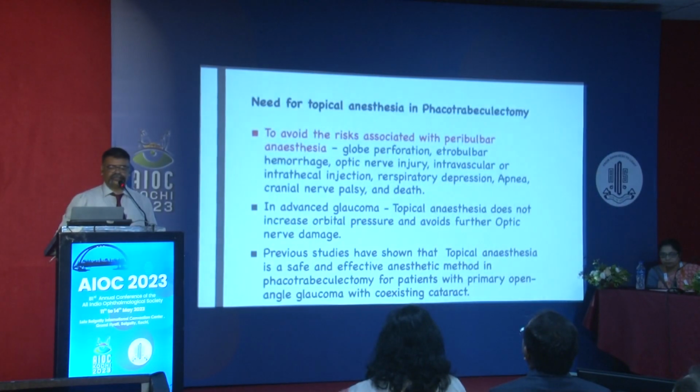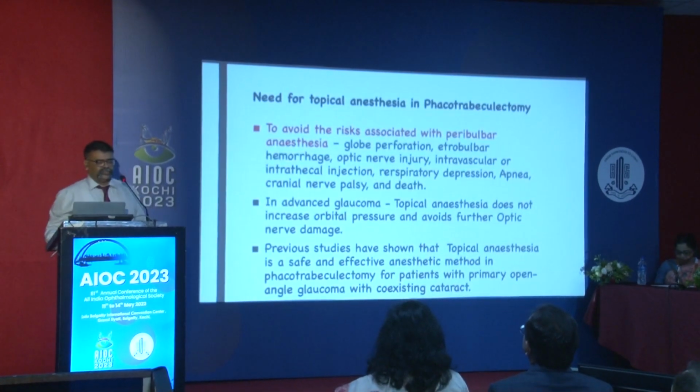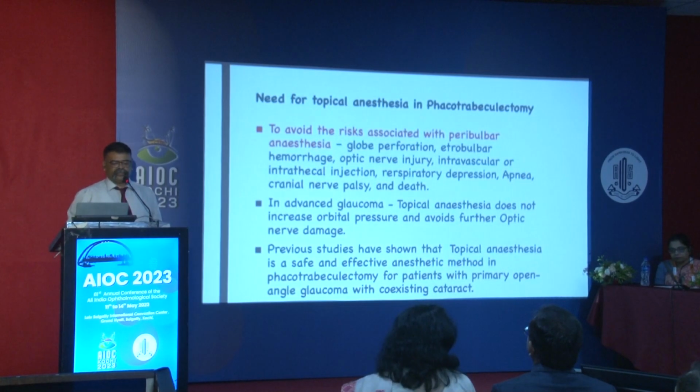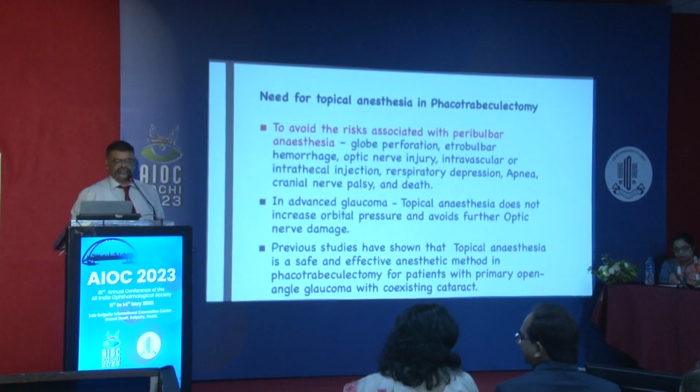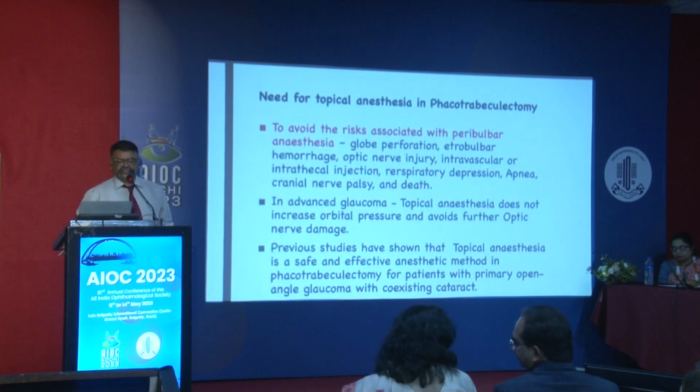The need for topical anesthesia in phacotrabeculectomy or TRAP is to avoid the risks associated with peribulbar anesthesia, which are globe perforation, retrobulbar hemorrhage, etc. In advanced glaucoma, topical anesthesia does not increase orbital pressure and avoids further optic nerve damage. Previous studies have shown that topical anesthesia is a safe and effective anesthetic method in trabeculectomy or phacotrabeculectomy.